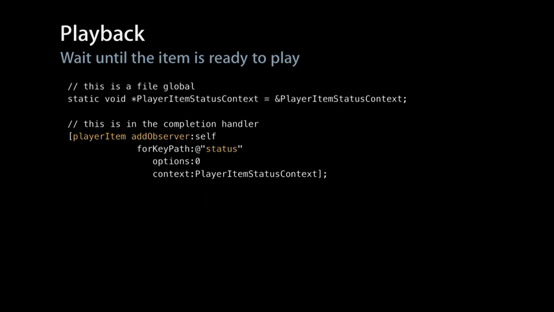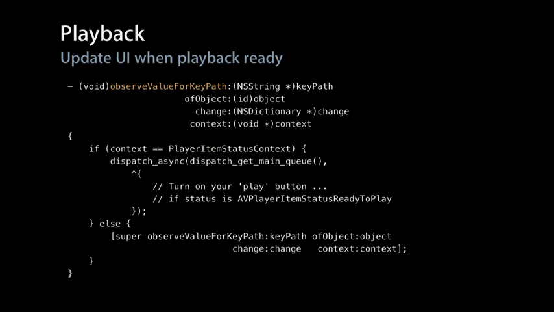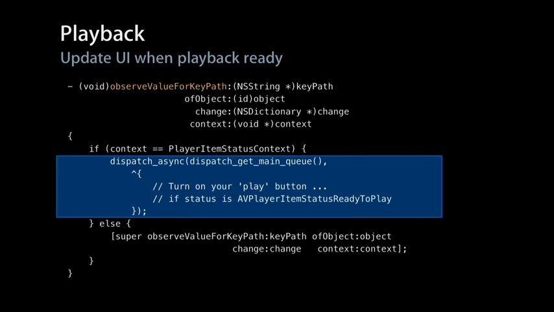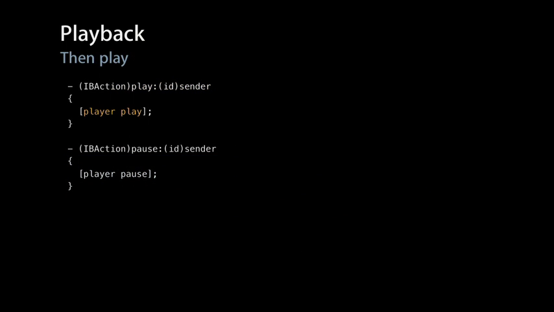Now we have our objects hooked up, but the player item isn't necessarily ready to play yet. We need to key value observe the status property of the player item so we can detect when the item is ready. In our observe value for key path method, we look for the right context and trampoline to the main queue to adjust our UI based on the value of the player item status. Now we can actually accept requests to play from the user and subsequently requests to pause.